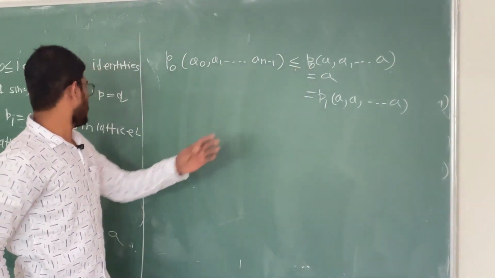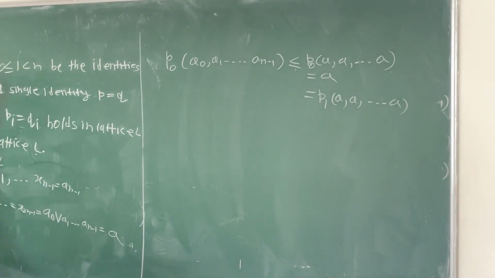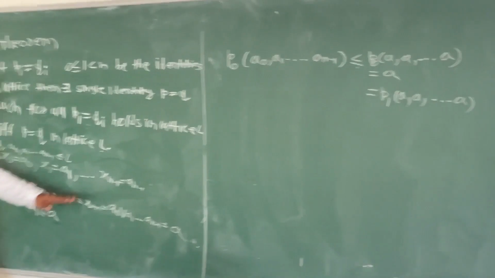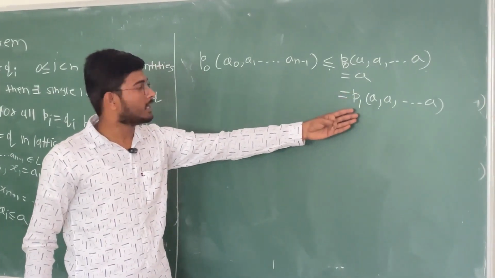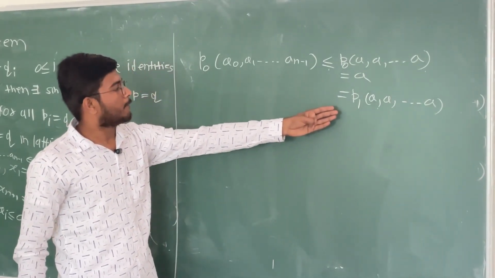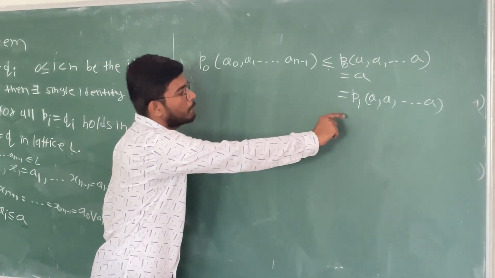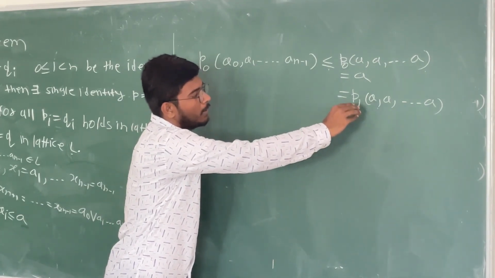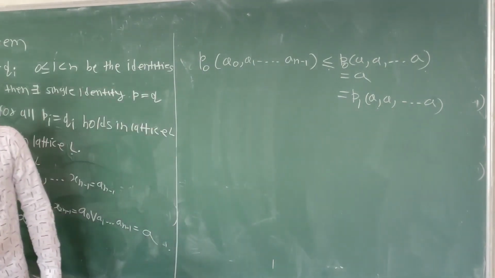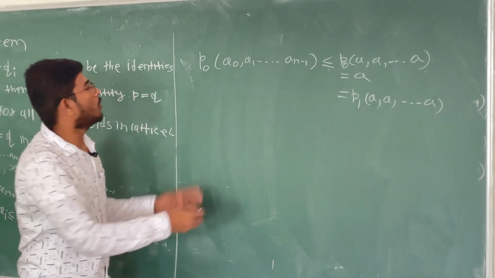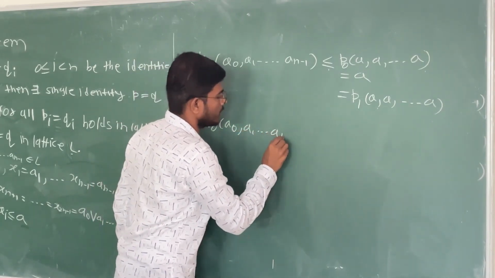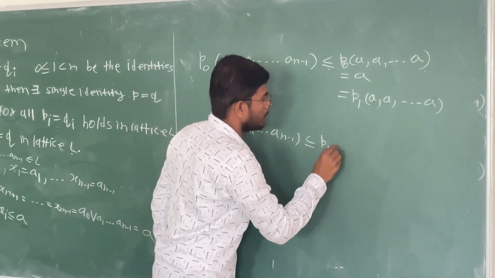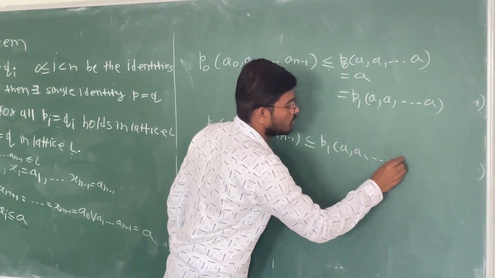So this is P0. We are applying the polynomial. So P0 of Ai, what are our Ai? A0 to An minus 1, and for this single value we have P0 of this, and what will be the value? Only A, and this is also for that polynomial. So we have P0 of this is equal to P1 of A up to P1 of A, and so what we have? P0 of A0 up to An minus 1 is less than or equal to P1 of A up to A.